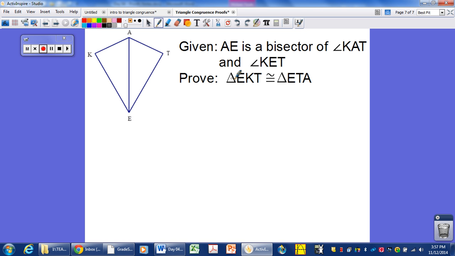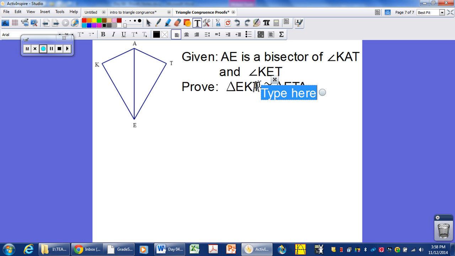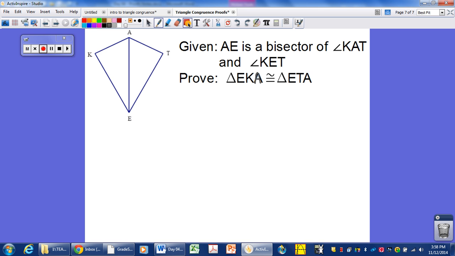EKT, probably meant to say EKA. Sorry about that, typo. EKA and ETA. Actually, let me fix that right now. Sorry about that. Pause for a second. Here we go. Not EKT, but EKA. All right, there we go. So sorry. All right, back to the proof. So EKA and ETA.